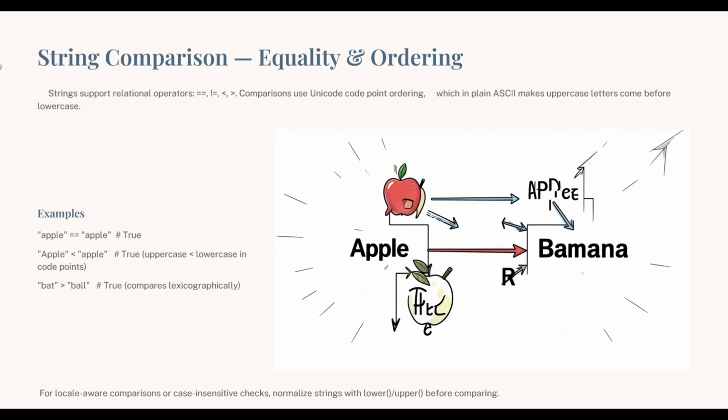Okay, so for example, here you can see apple is equal to apple. It's true. So that's the reason it has printed true, because both strings are exactly the same.